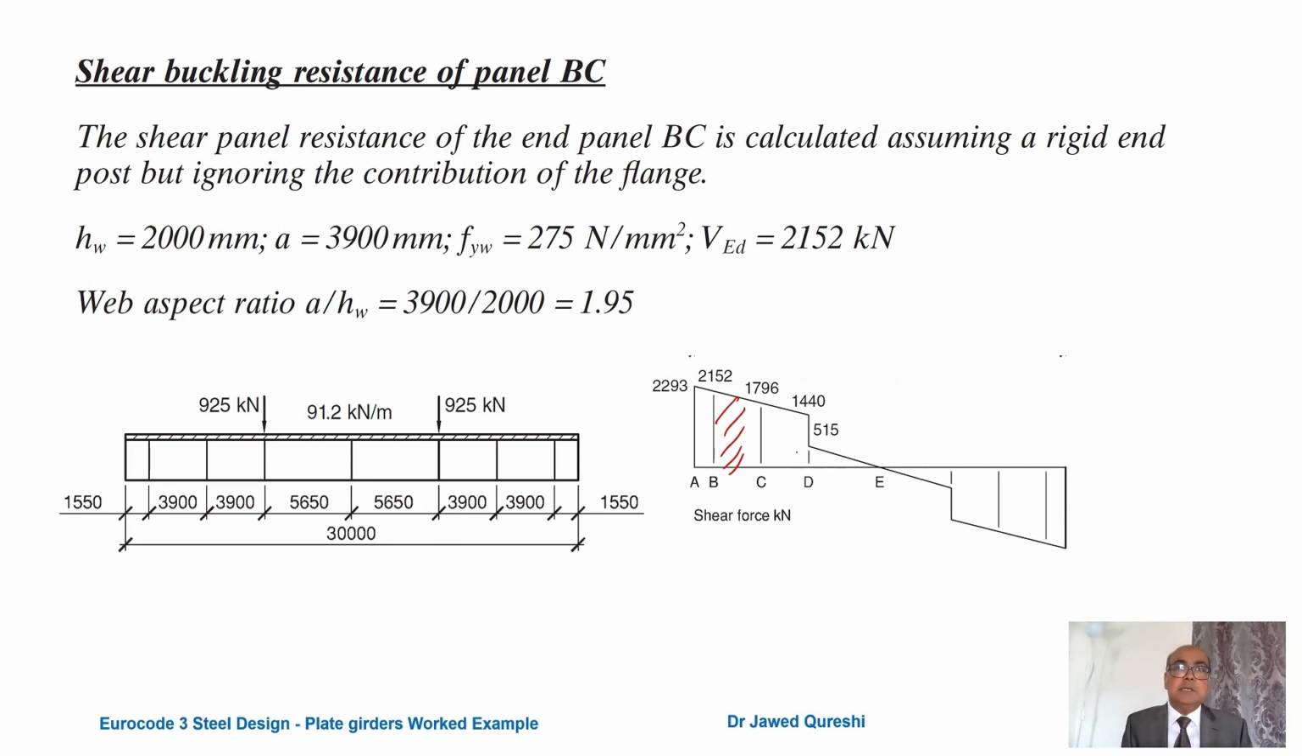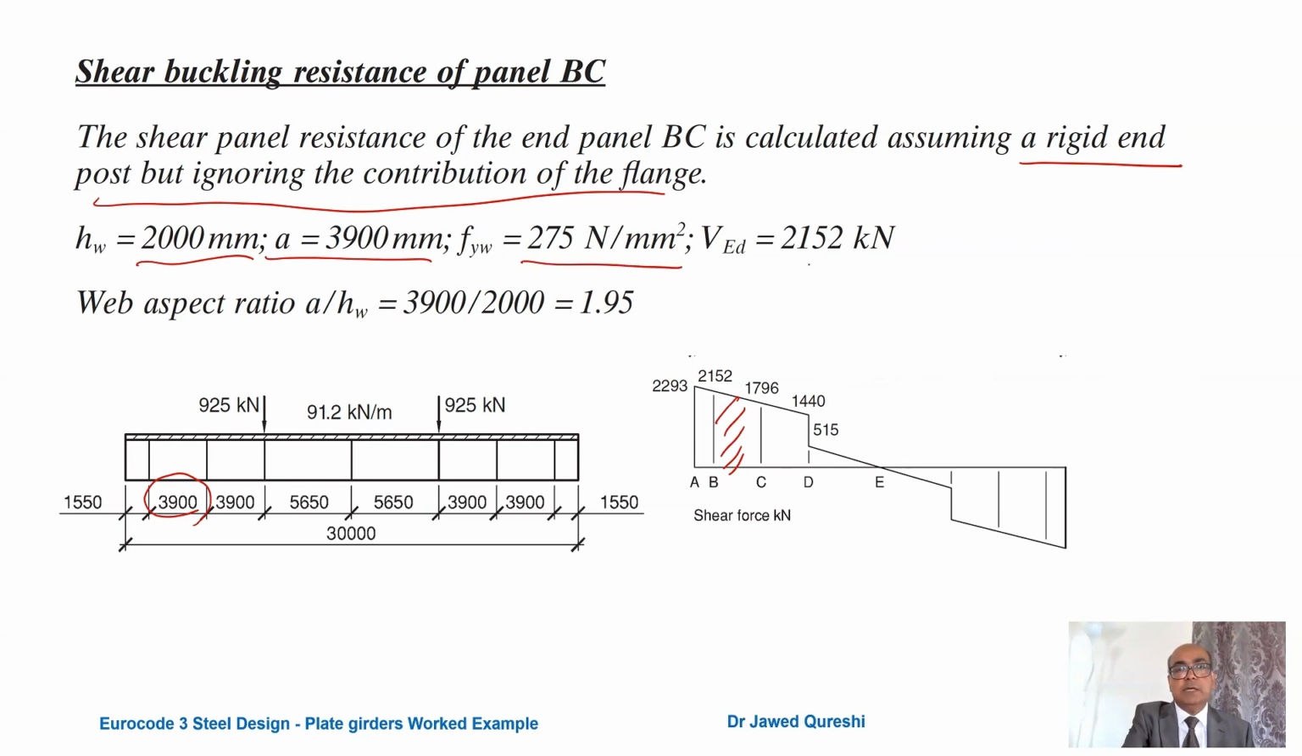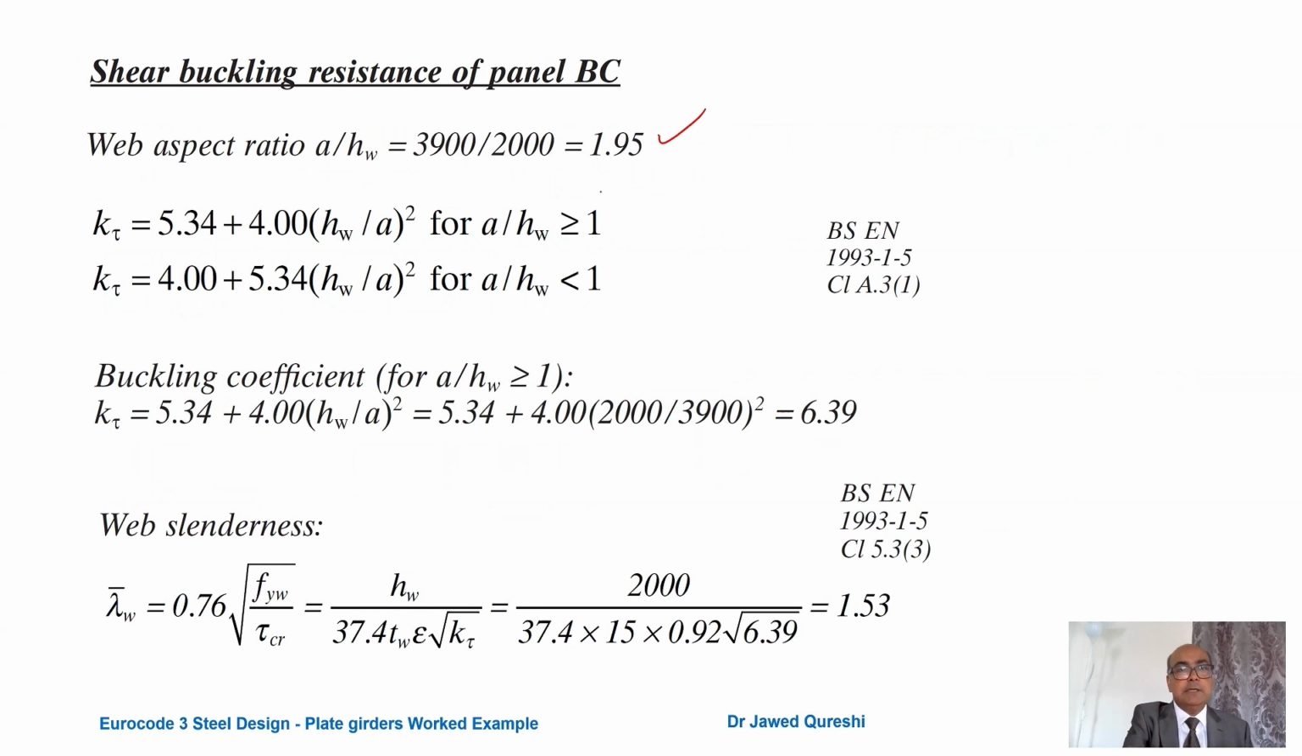The shear resistance of BC is calculated assuming a rigid end post. HW is again the same, 2000. A is the distance between two transverse stiffeners, which now is 3900. FYW is 275. VED is applied shear, which is this one, 2152 kilonewton. Web aspect ratio is A over HW. This comes out to be 1.95. Now it is greater than 1. So when web aspect ratio is 1.95, we will use the first formula for shear buckling coefficient, 5.34 plus 4 into HW over A, and from here we get the value of K tau as 6.39.